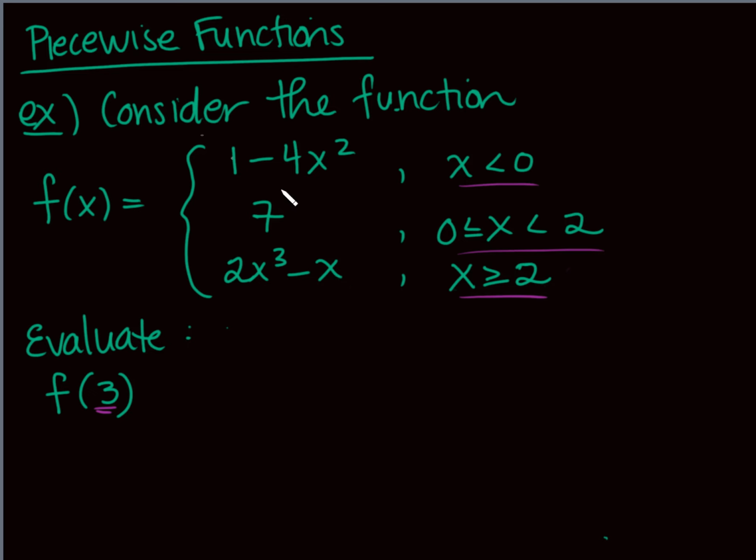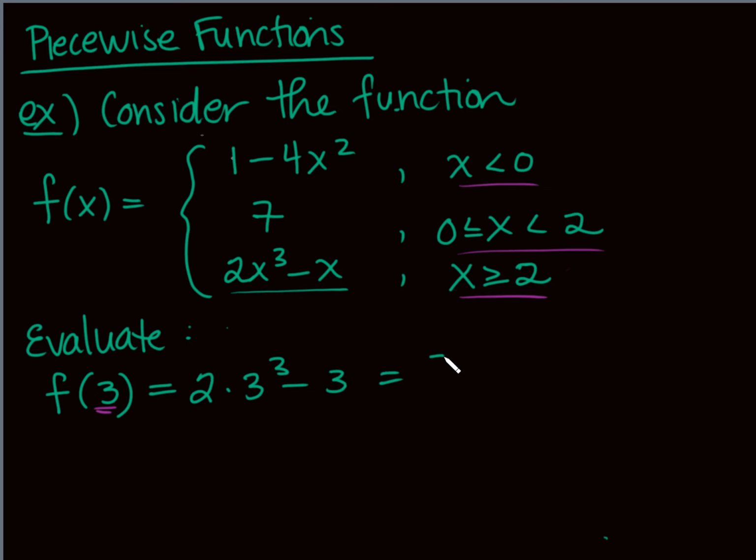Remember, you guys, this is a function. So for every input, there has to be one and only one output. That means there only has to be one place where that 3 is going to go. And that 3 is going to go in the place where it's defined on that domain. So in this case, f of 3, I'm going to look at this. I'm going to see 3 is greater than 2, so I'm going to plug it into this bottom part of my function. So I'm going to do 2 times 3 cubed minus 3.